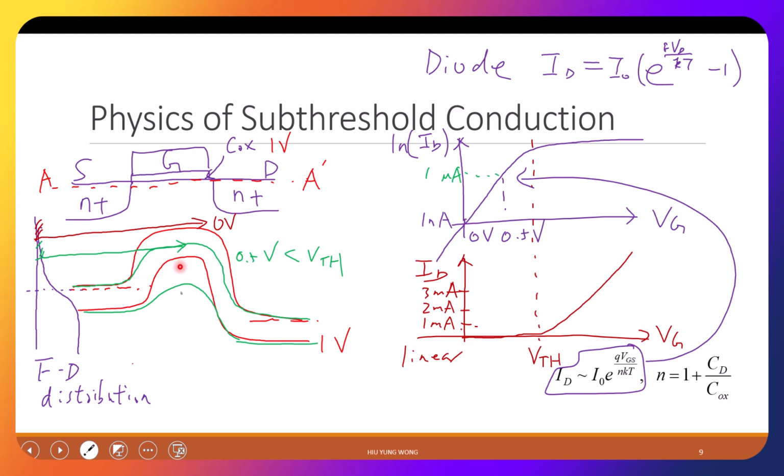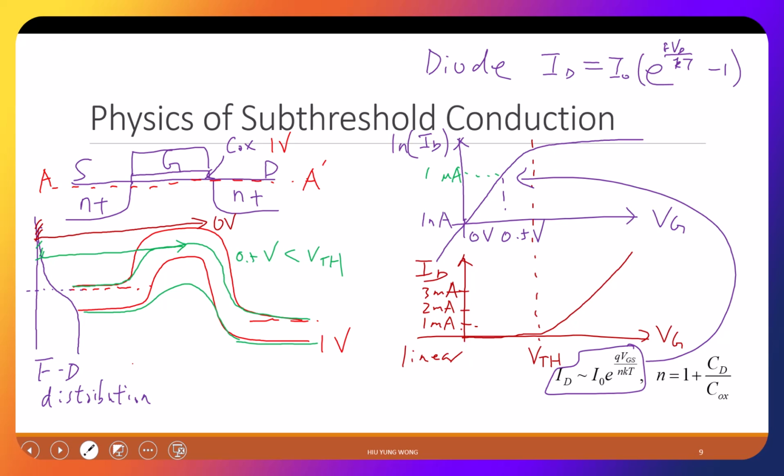That's one thing. Second thing is I have a drain. If this one is not at a higher potential, the electron can go back, so you don't have current. Right? For a diode, it's just one direction. Yeah, good point. So they share exactly the same equation. Okay, any questions?